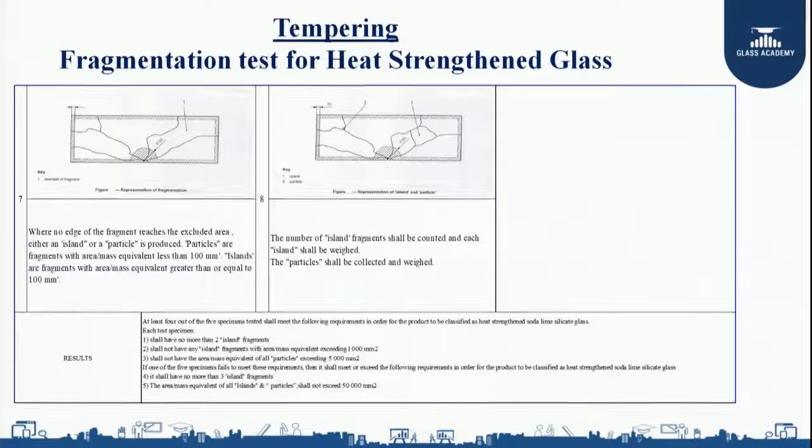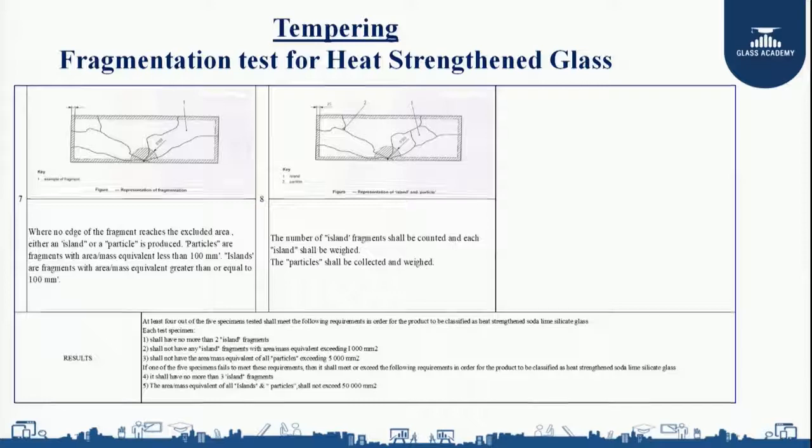At least 4 of the 5 specimens tested shall meet the following requirements in order for the product to be classified as heat strengthened soda lime silicate glass. The points are: one, there shall be no more than 2 island fragments; there shall not be any island fragment with area by mass equivalent exceeding 1000 square millimeter; and the area by mass equivalent of all particles shall not exceed 5000 square millimeter.